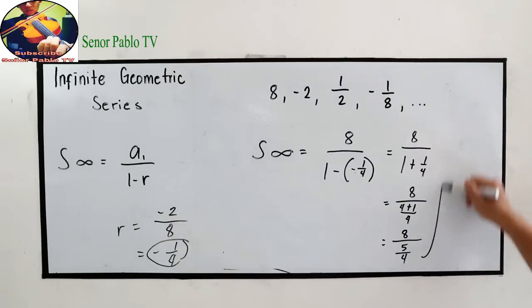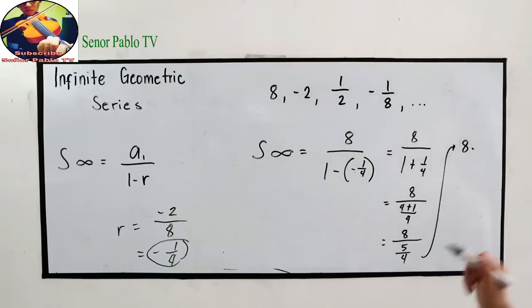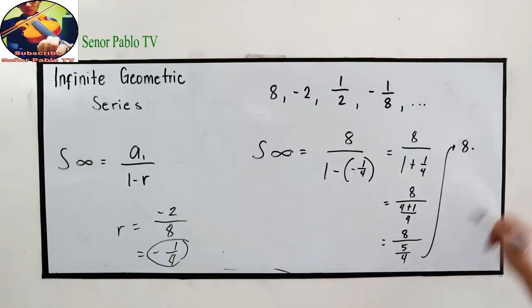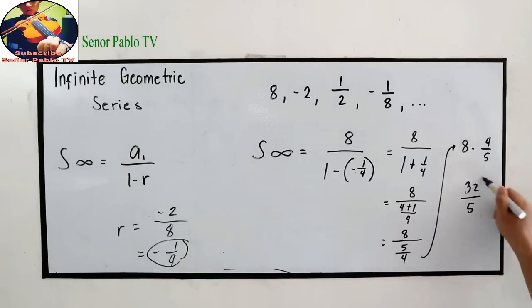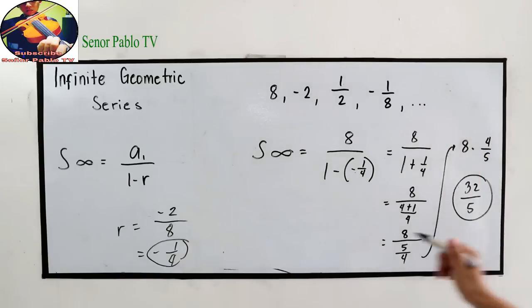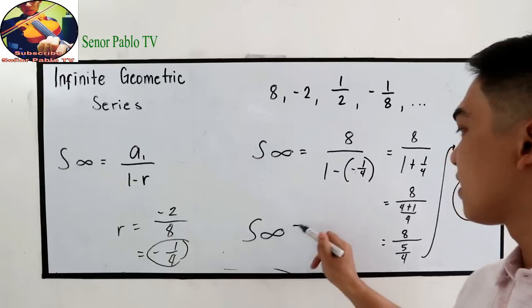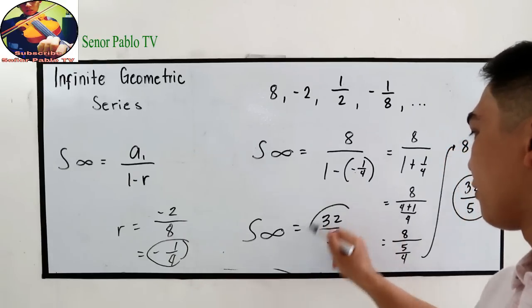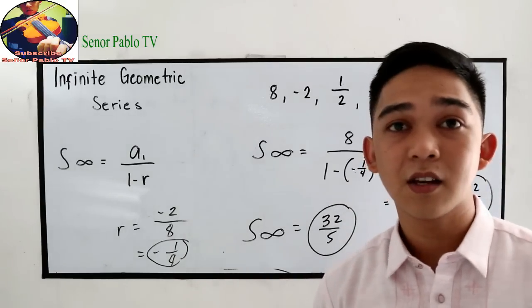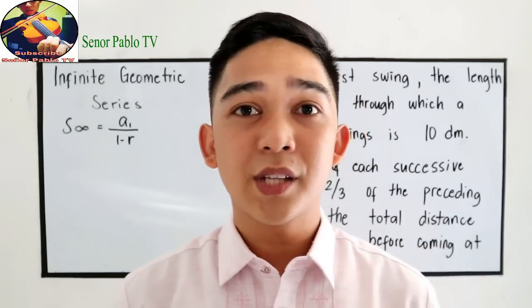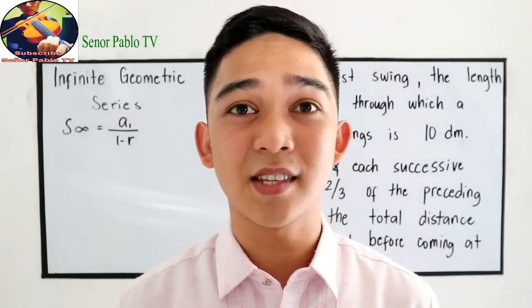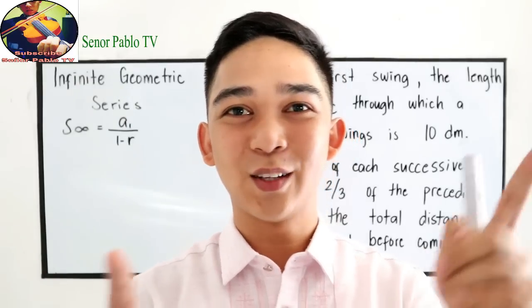Fraction tayo. So 8 times the reciprocal of the denominator, 4 over 5. So 8 times 4, 8, 16, 24, 32. 32 over 5. So ang sum natin dyan ay 32 over 5. Yan ngayon yung sum ng ating infinite geometric sequence. Ang famous example ng geometric series is the pendulum. Familiar kayo doon?